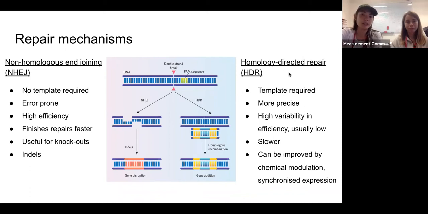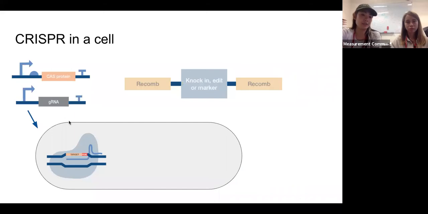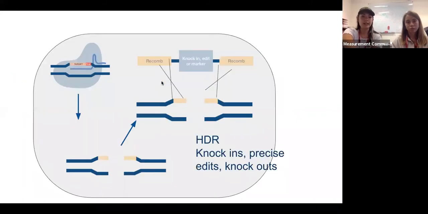But if you're using homology-directed repair, you also need a third element on top of your nuclease and your guide RNA. You also need a donor DNA, which has these recombination arms. These will be the same as the regions flanking the area that you want to edit. And between this, you can have a knock-in. So if you want to add in a gene, or an edit if you wanted to change something about the gene that you're targeting, or perhaps just a marker so you can see that it's been put in. You can even have nothing at all, and it just increases the efficiency. So these are the three elements.